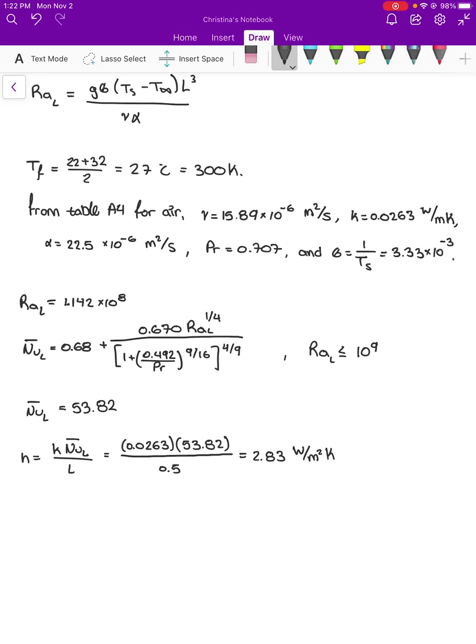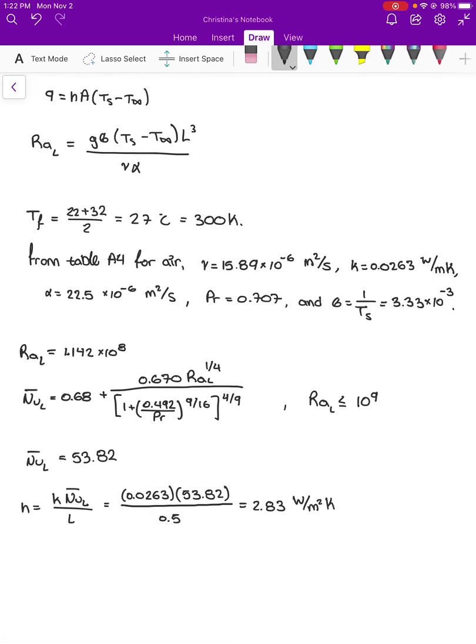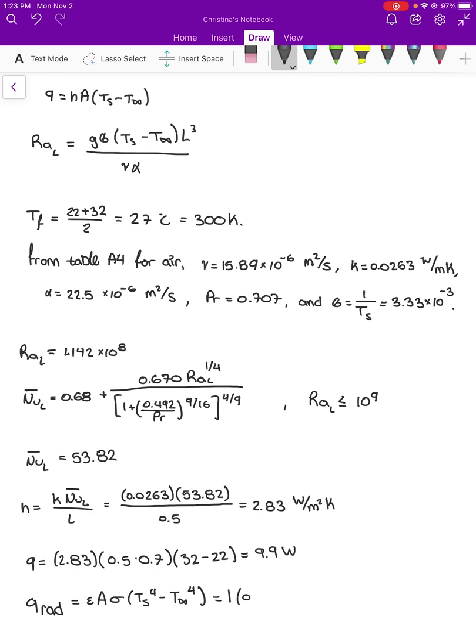Now that we have h, we can plug it back into the main Q equation from above, and we will get that Q is equal to 9.9 watts. The loss by radiation is Q is equal to epsilon times A times sigma times Ts to the fourth minus T infinity to the fourth. And that is going to give us 21.4 watts.